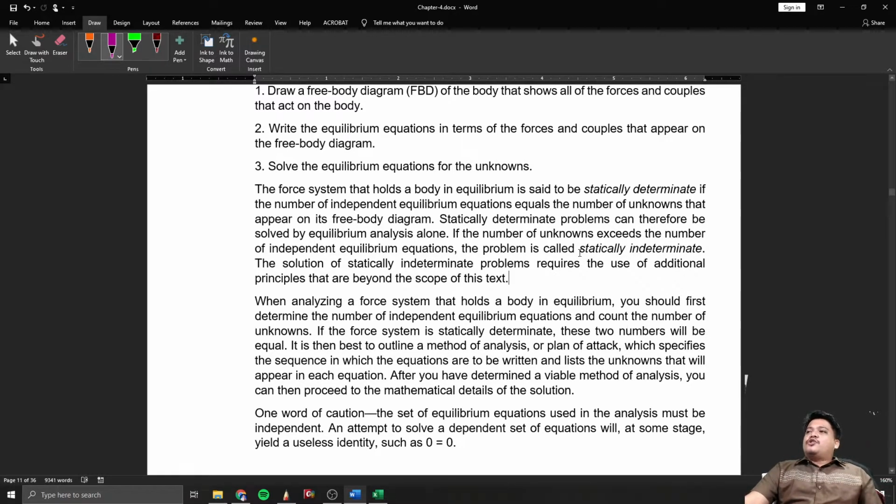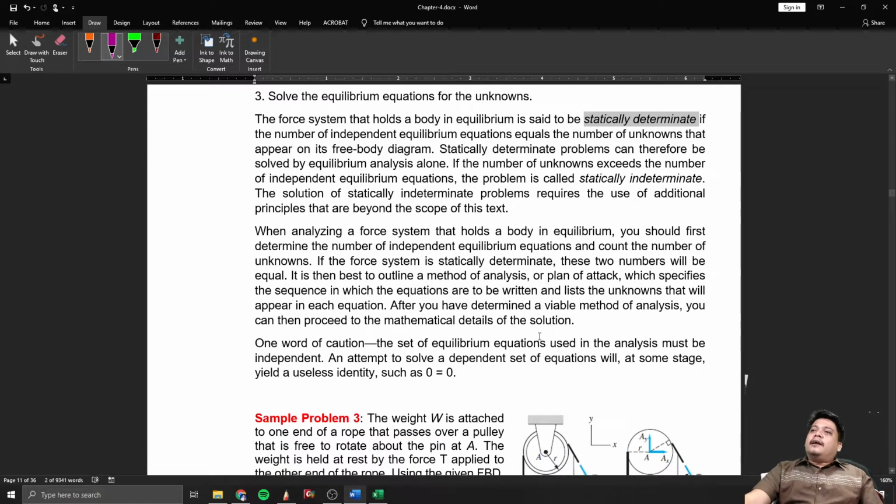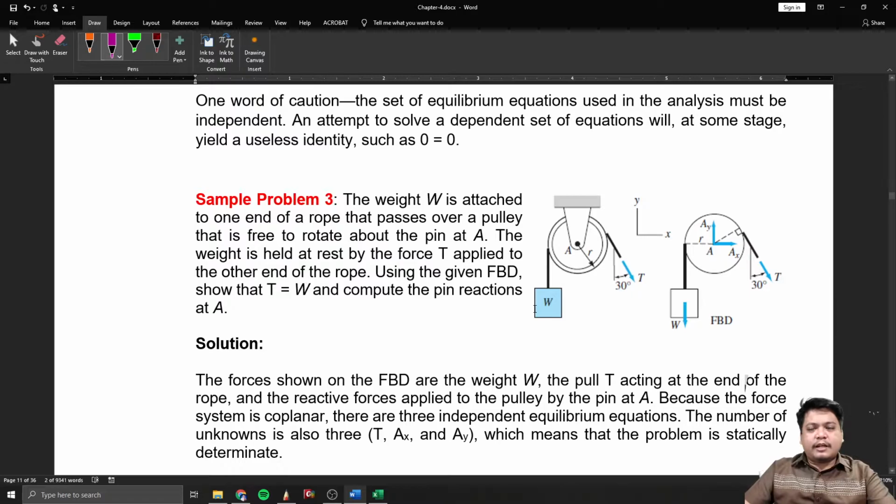Okay? So, itong statically indeterminate, masosolve nyo siya kapag nakapag-proceed na kayo sa mechanics of deformable bodies. So, meron kayong certain topic doon na kung saan isosolve nyo mga statically indeterminate. Okay? So, sa ngayon, dito lang, syempre ako magbibigay sa statically determinate. Okay? It means the number of unknowns on a system, it is just enough for the number of equations. Okay? Example. Okay? Gawin natin to.